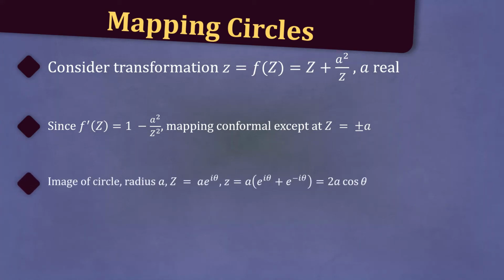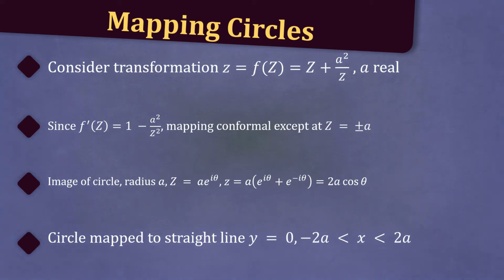We now consider the image of the circle, radius a. Capital Z is equal to a e to the i theta, so z is equal to a (e to the i theta plus e to the minus i theta), which is equal to 2a cos theta. Hence, the circle is mapped to a straight line y equals 0, x between minus 2a and positive 2a, with the exterior of the circle mapping to the exterior of the line section minus 2a to 2a.